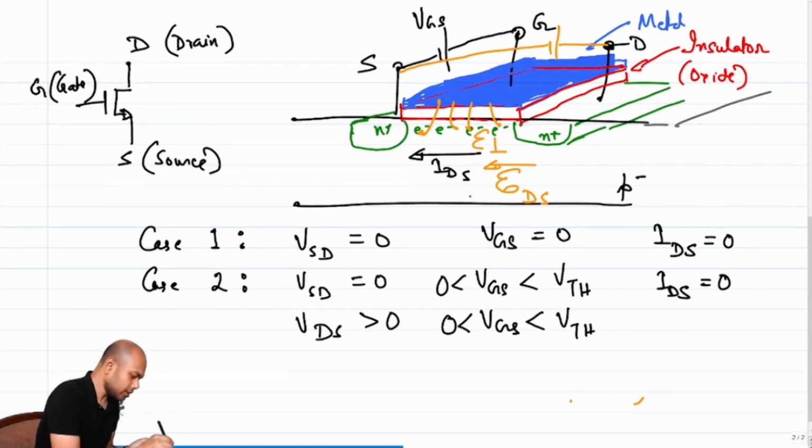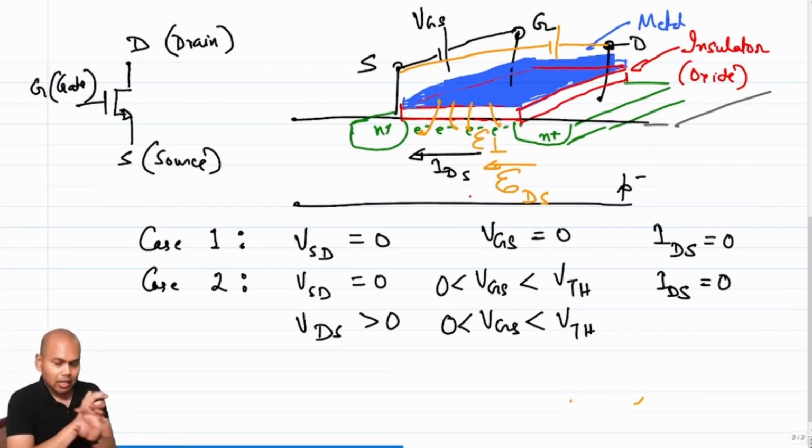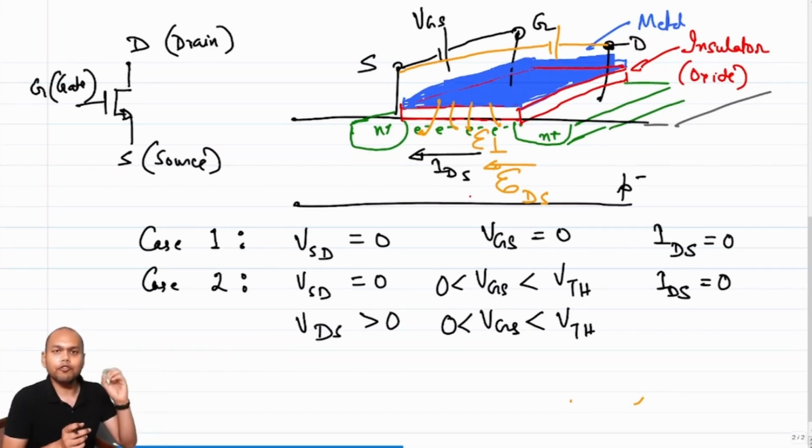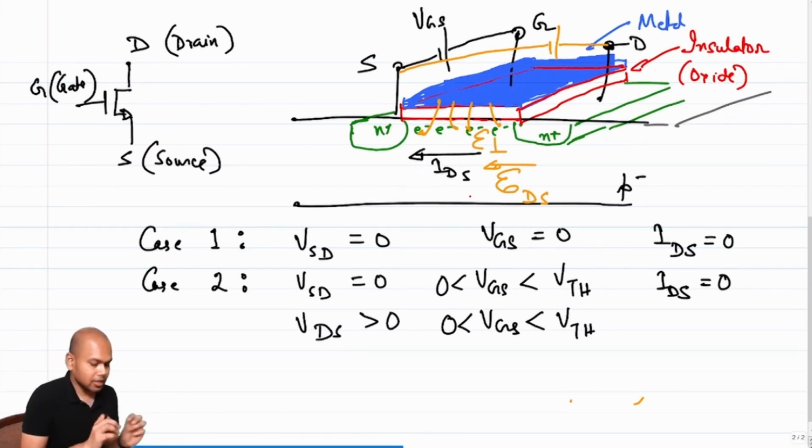Now, as it turns out, to get an appreciable current, you need to cross a barrier. You need to cross a certain minimum concentration of electrons under the channel, right? And in order to get to that concentration, you need to apply more and more VGS, right? Note that the concentration of the electrons under the channel is influenced by the vertical electric field, right?